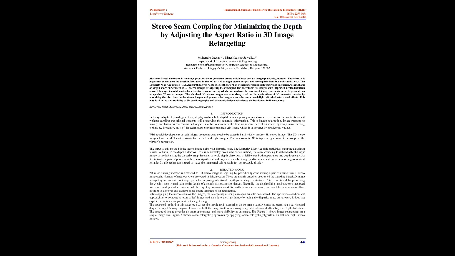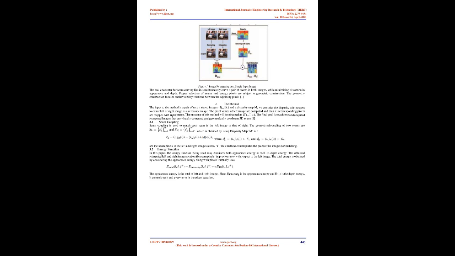The 3D stereo images have different lookouts for the left and right images. The stereoscopic 3D images are generated to accomplish the viewer's perception. The input to this method is the stereo image pairs with disparity map. The Disparity Map Acquisition, DMA, mapping algorithm is used to diminish the depth distortion. This is achieved by taking into consideration the scene coupling to subordinate the right image to the left using the disparity map. In order to avoid depth distortion, it deliberates both appearance and depth energy. As it eliminates a pair of pixels which is less significant and may worsen the image performance and not seem to be geometrically reliable, this technique is used to make the retargeted pair suitable for stereoscopic display.